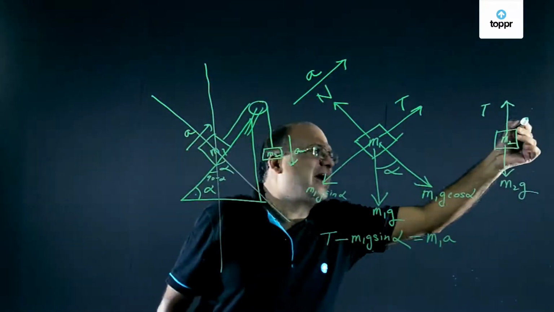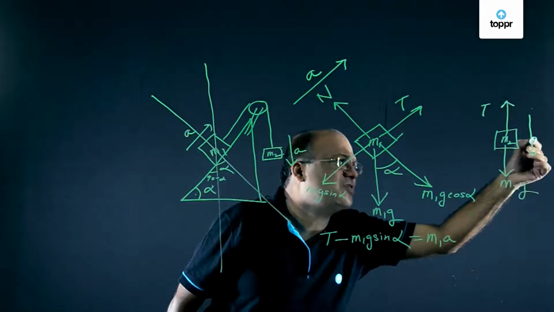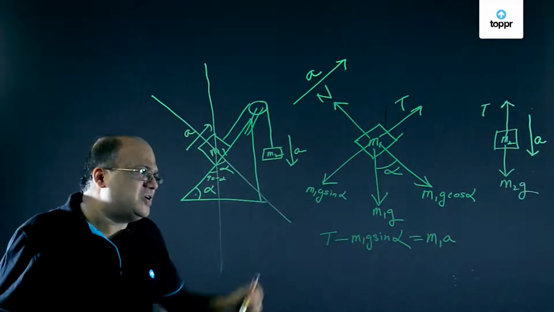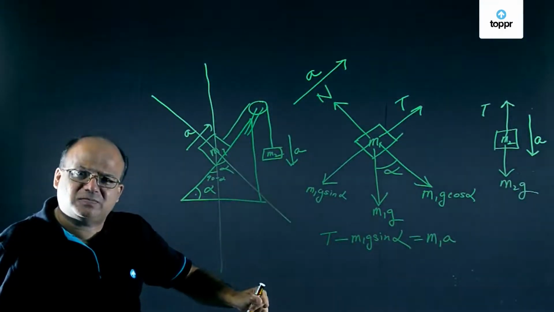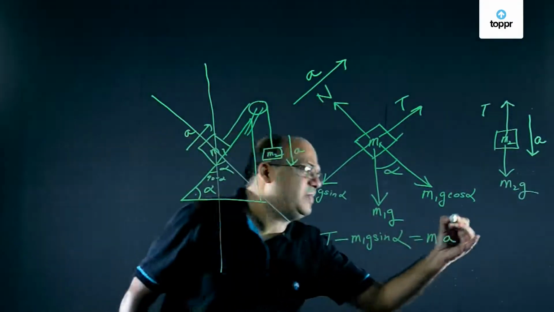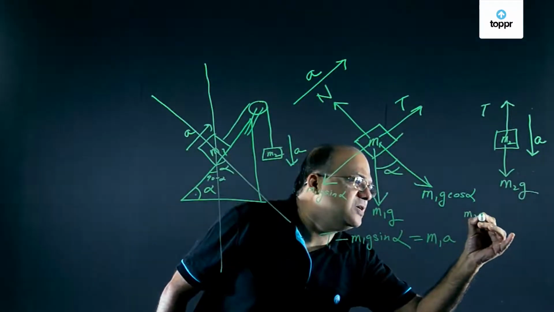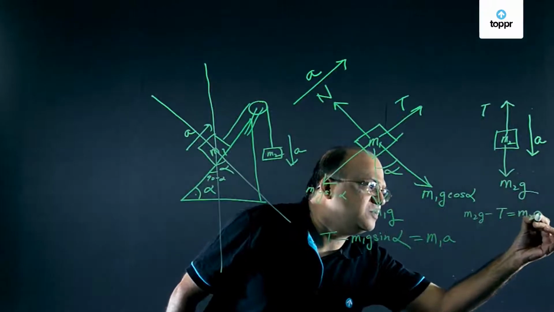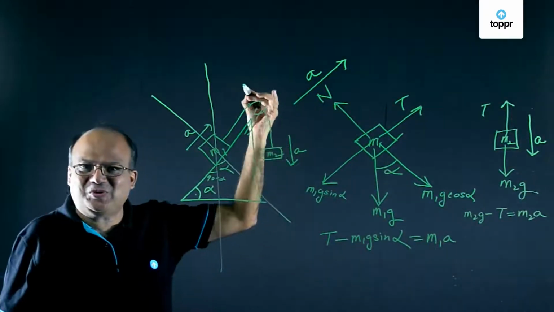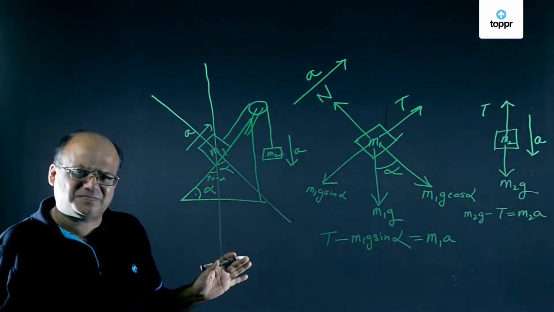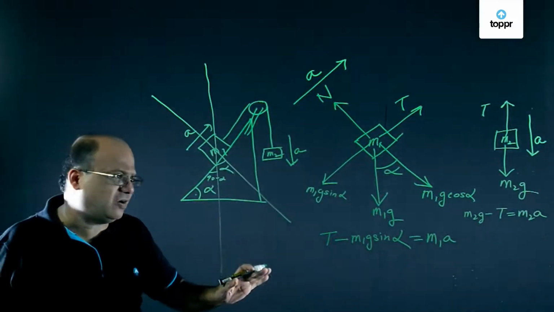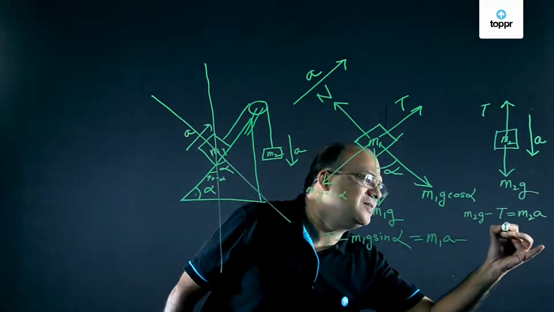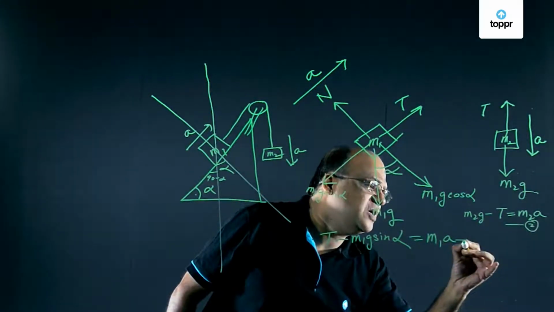And the acceleration is downwards. That is what is here. So net force is in the downward direction. So net force will be m2g minus T equal to m2a. Net force equal to mass into acceleration. Newton's second law. So now we have got two equations. Equation 2 here, equation 1 here.